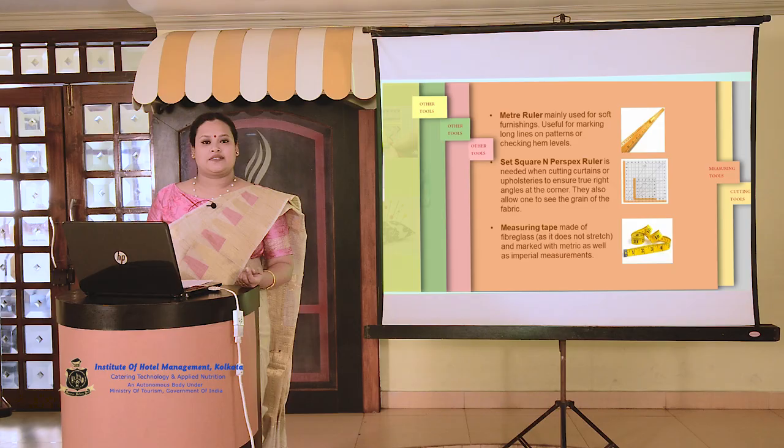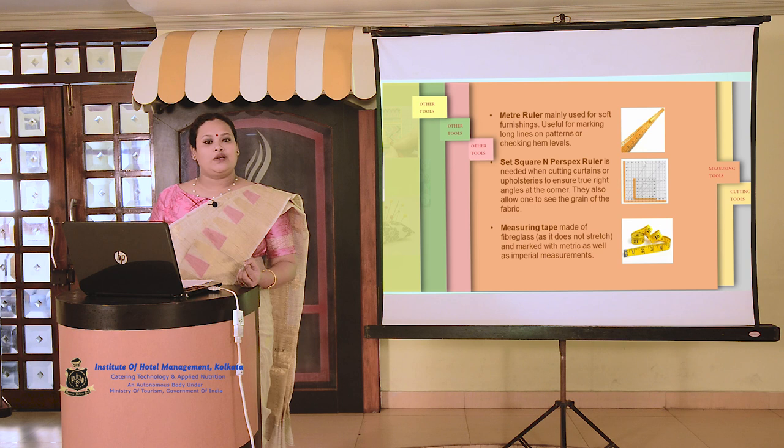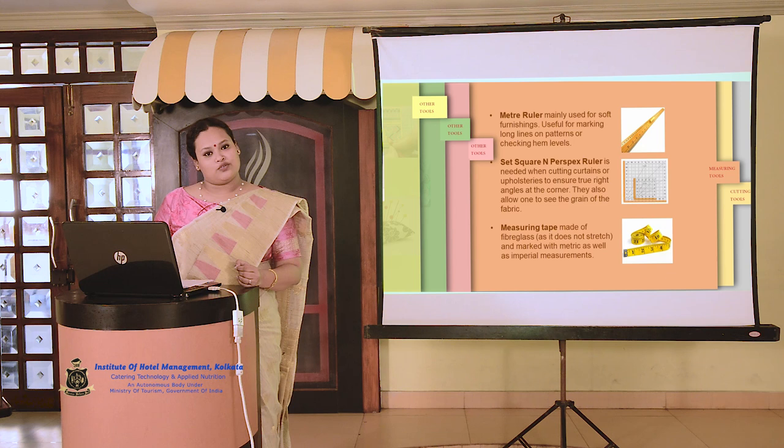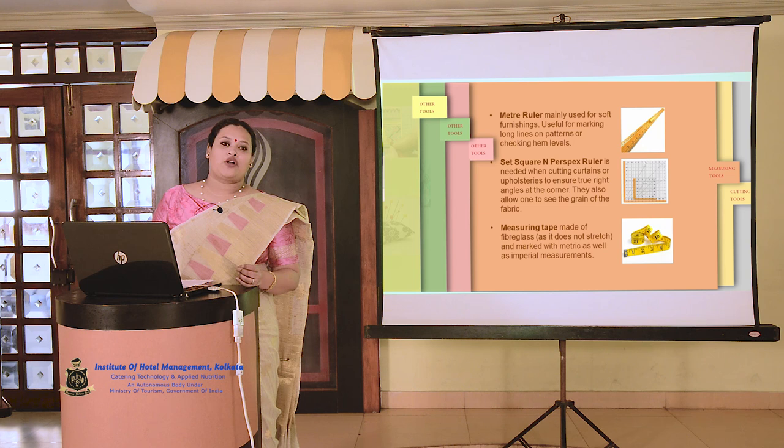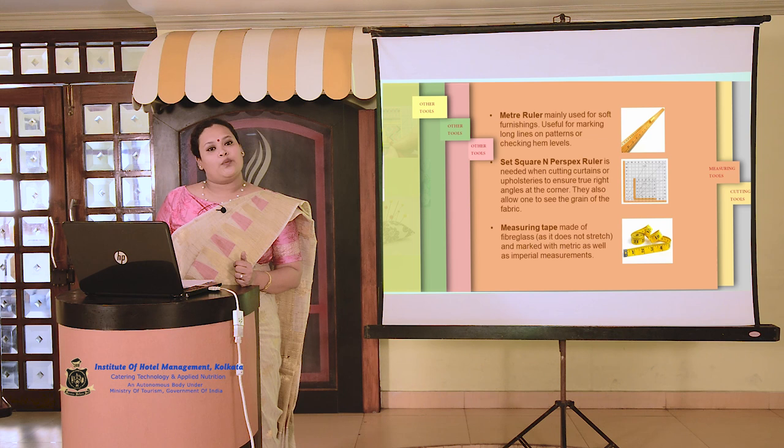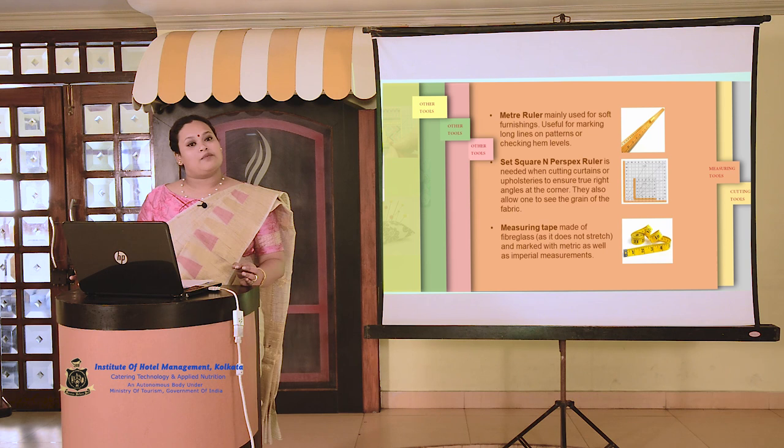The next measuring tool is a set square and perspex ruler. The set square and perspex ruler, you can call it the protractor of the fabric. This is used for upholsteries when you want to get a sharp right angle. A perspex ruler will help you get a sharp right angle in your upholsteries. This also has a magnifying effect which helps you show the grain of the fabric clearly.